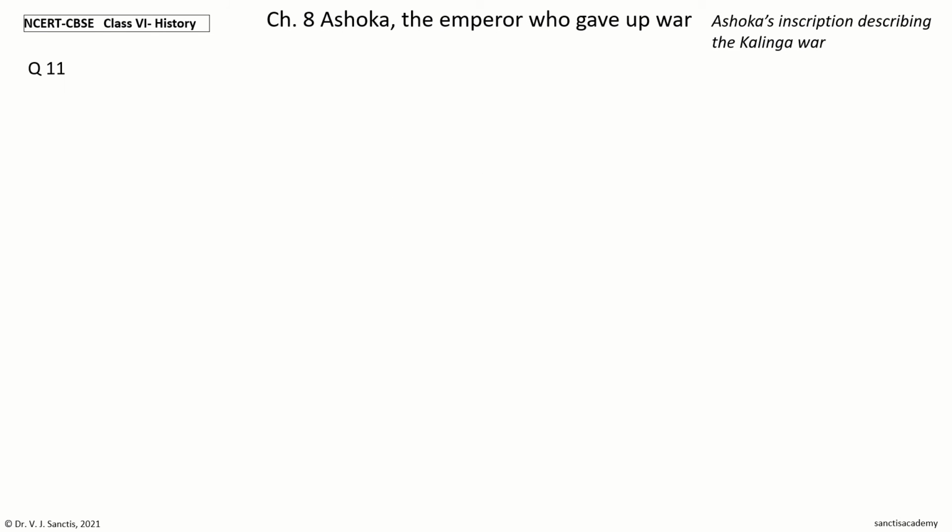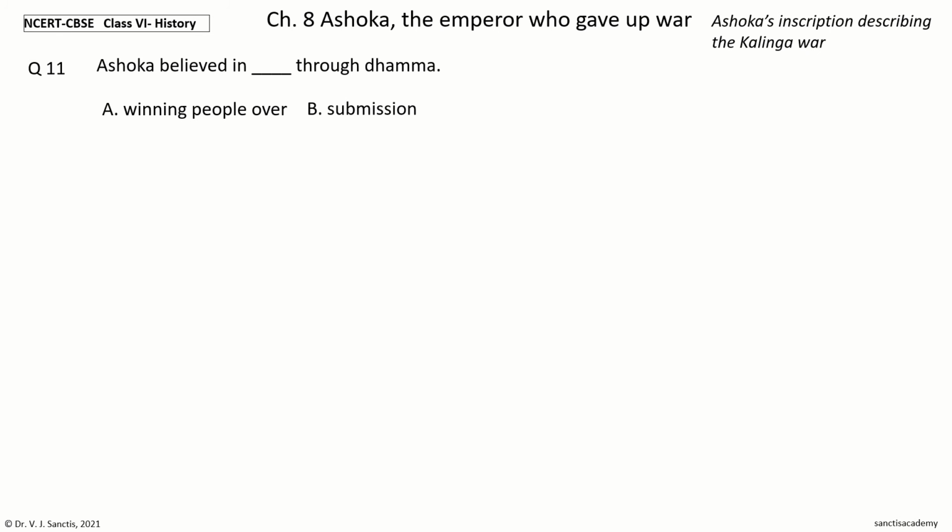Next question 11. Ashoka believed in dash through Dhamma. The options are winning people over, submission, teaching people, making people surrender. Your time to choose. And the answer is winning people over. So, Ashoka believed in winning people over through Dhamma.